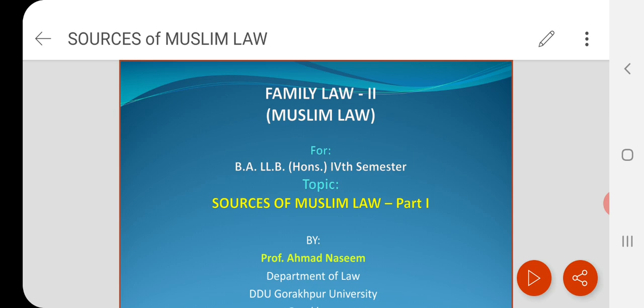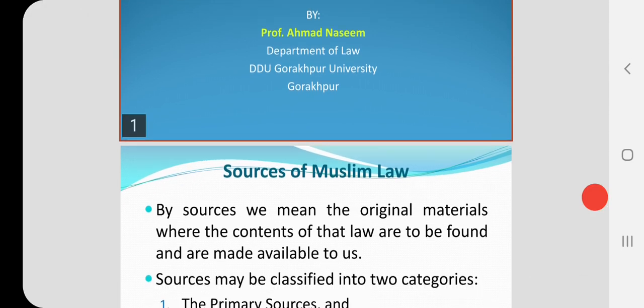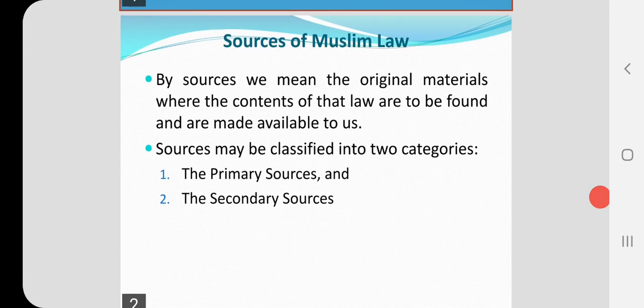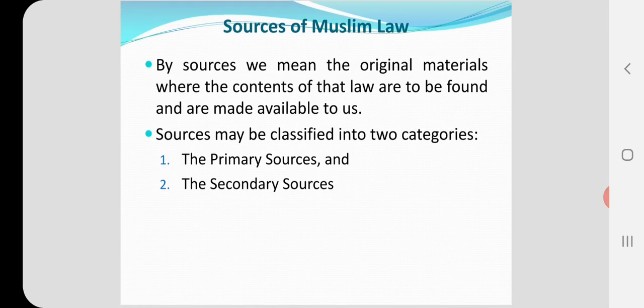Today we are going to discuss sources of Muslim law, part 1. As far as the sources of Muslim law are concerned, there are two categories. The first one is primary sources, and the second one is secondary sources.